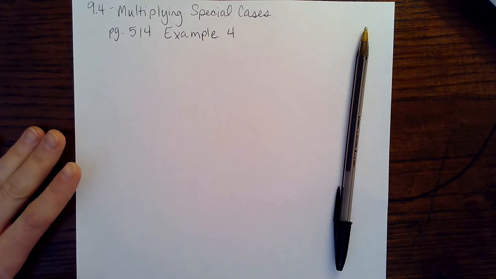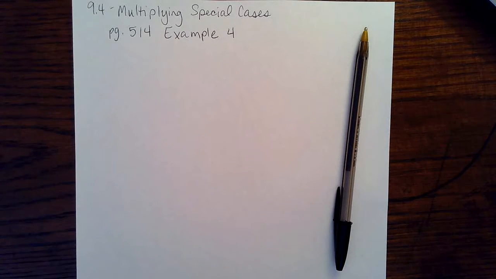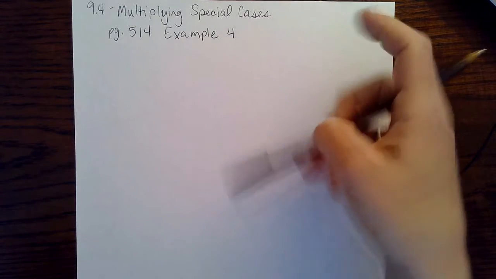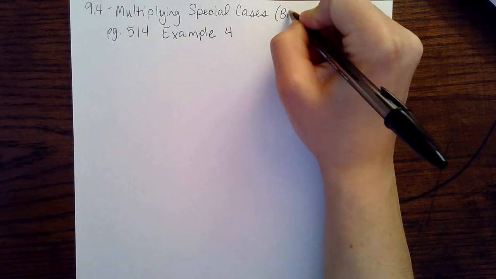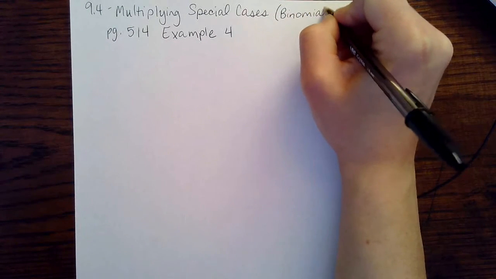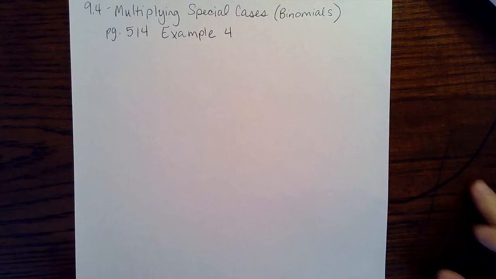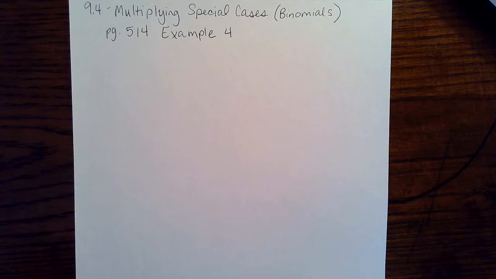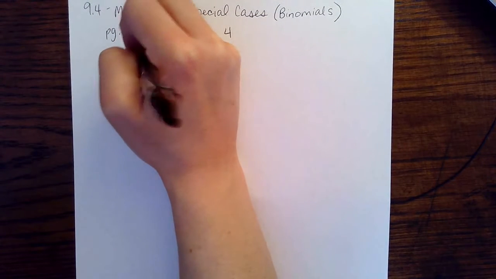This is part 2 of section 9.4, multiplying special cases. Again, we're still looking at binomials today. So multiplying special cases of binomials. Part 1 was multiplying squares or squaring binomials. And this next part is called the difference of squares.